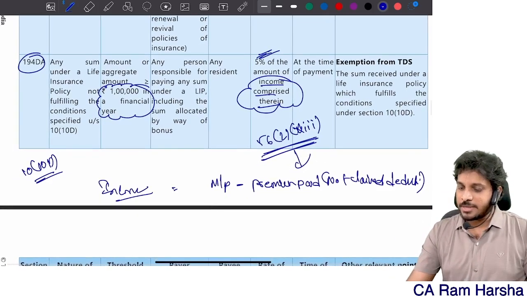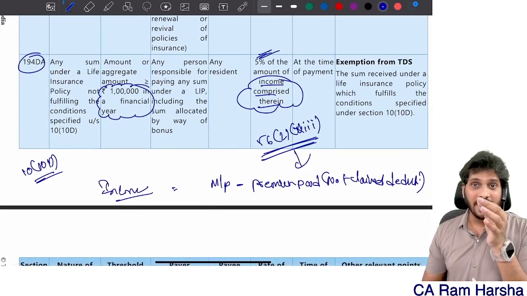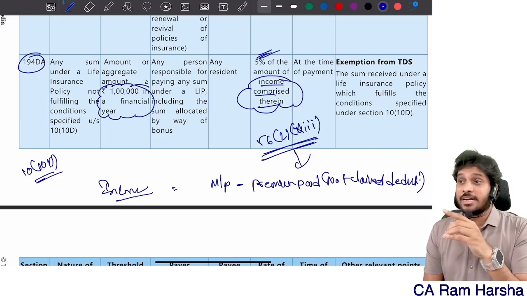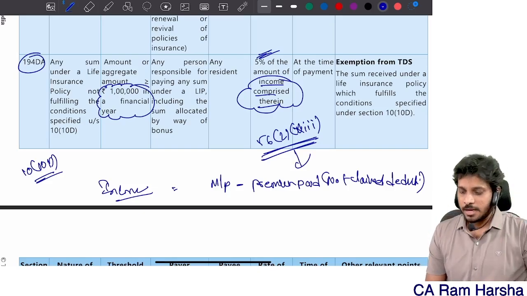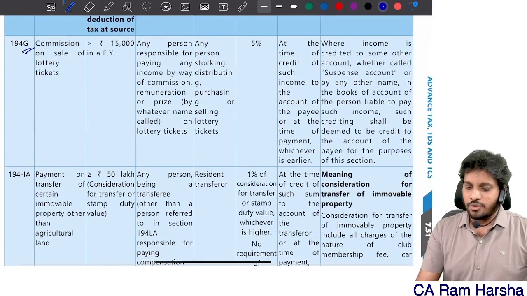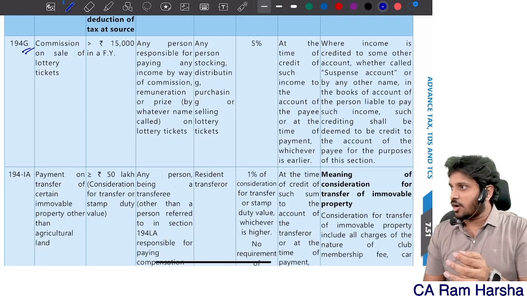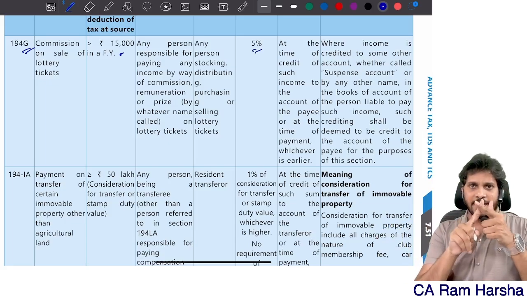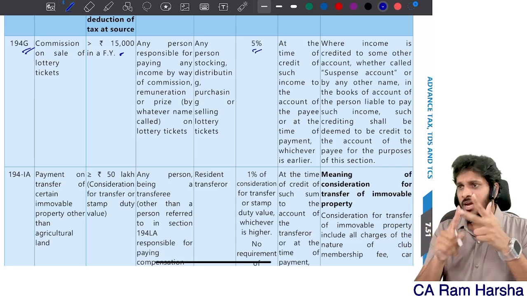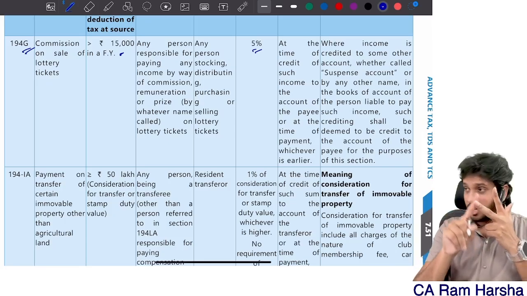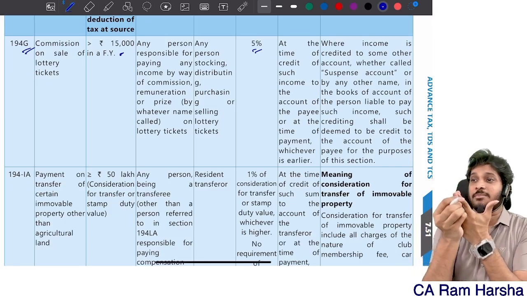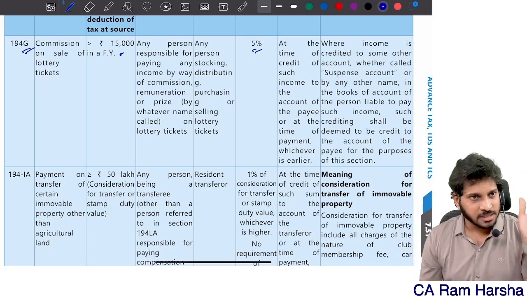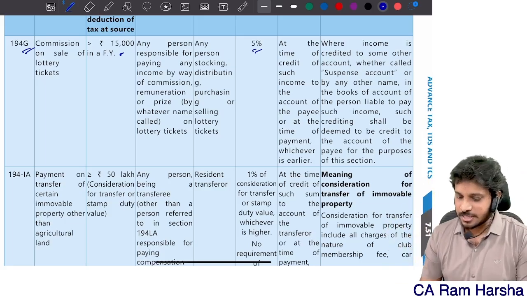Yes. So 5% is the TDS if at all any maturity amount is withdrawn by the SSE from an insurance policy, provided that policy is not exempted. Correct? Then 194G, commission on sale of lottery tickets. For this also same threshold limit and same percentage. 194D, H, G: D is insurance commission, G is lottery, commission on sale of lottery tickets; any other commission comes under 194H. In all these cases, the threshold limit per annum is 15,000 rupees and the rate of TDS is 5%.